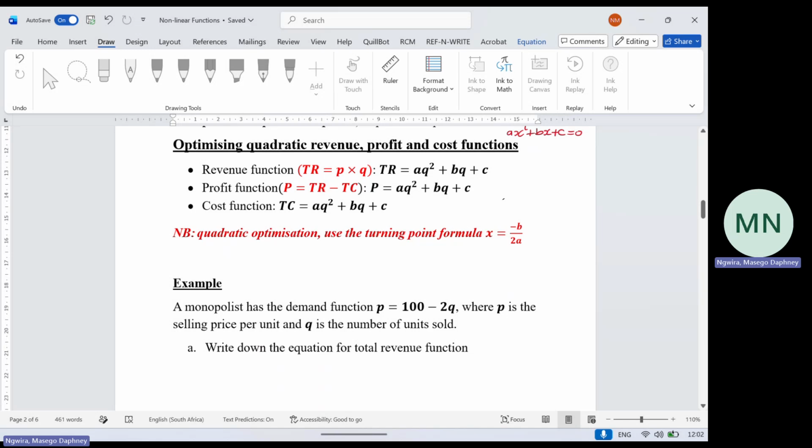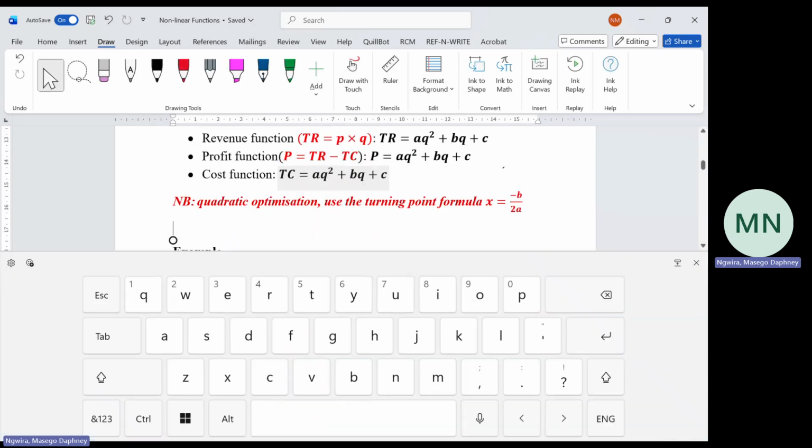And then they're saying that the profit function, we all know that P is equals to TR, total revenue, minus total cost. So when we are optimizing, profit P is equals to AQ squared plus BQ plus C. Because there's a square, it means that we're dealing with quadratics. And then the total cost function also is just going to be in this form. But let's see how it goes.